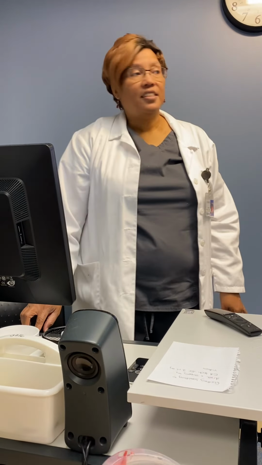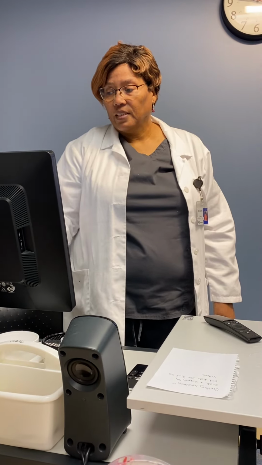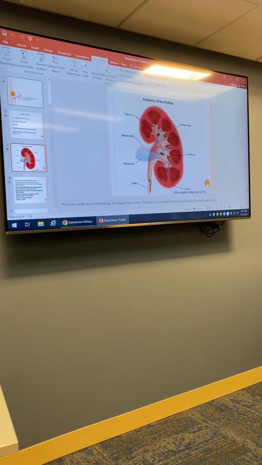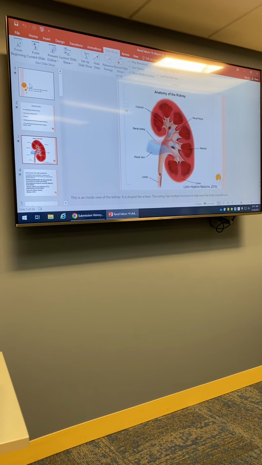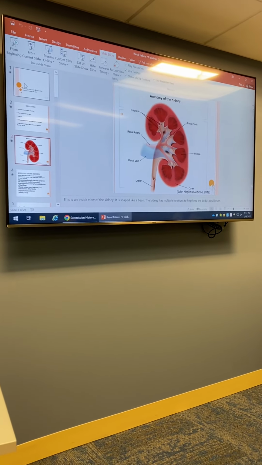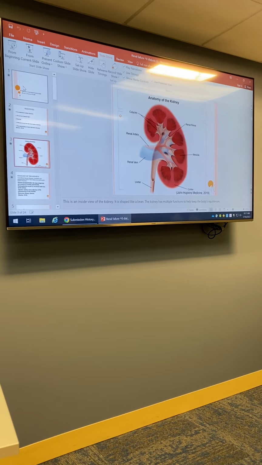Okay, this is a picture of the kidney's anatomy. If you would split it in half, you would see the calyces, the renal artery, and the renal pelvis.